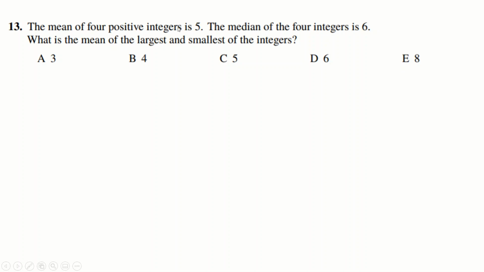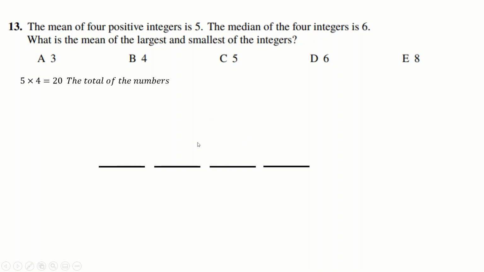Okay, the mean of 4 positive integers is 5. That means the total is 5 times 4, which is 20. Because, of course, to find the mean, you add all the numbers up to find the total, then divide by the number that there are, 4, and you get the mean of 5. So do the opposite: multiply to find the total of the numbers. These are 4 integers, let's just put down some spaces here, and the median is 6.